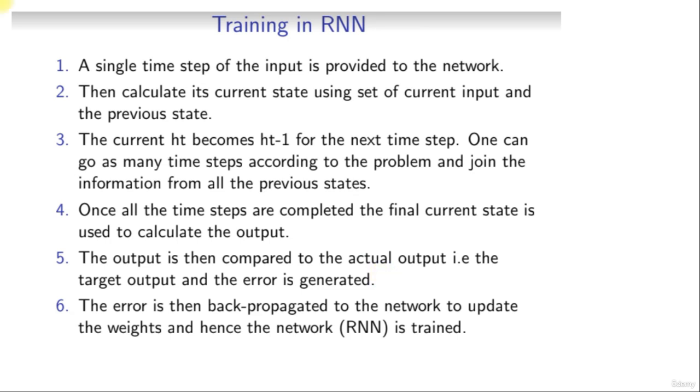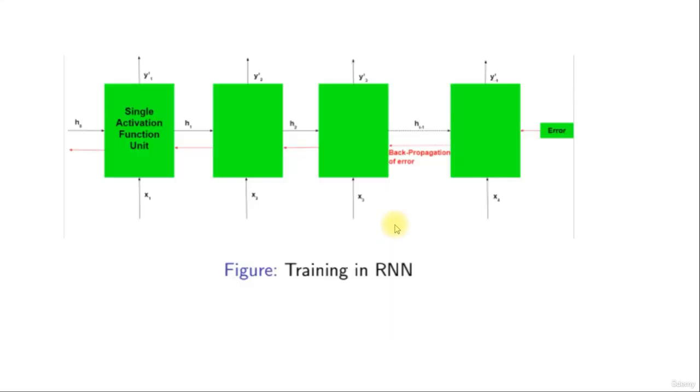The error is then backpropagated to the network to update the weights, and hence the RNN is trained. The error is propagated back, which is very similar to your ANN. We first calculate the output, and once we check the predicted output with the actual output, we then calculate the error, that is the difference between your predicted and actual values. And to reduce the error or to minimize the difference, we change or update the values of weights and biases in the network. So that is pretty much the same in RNN training.